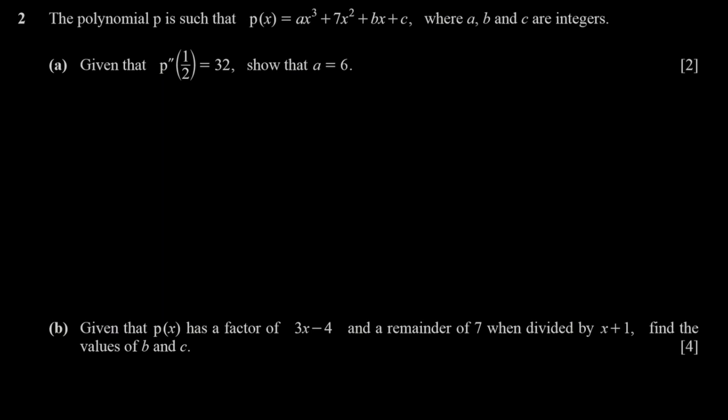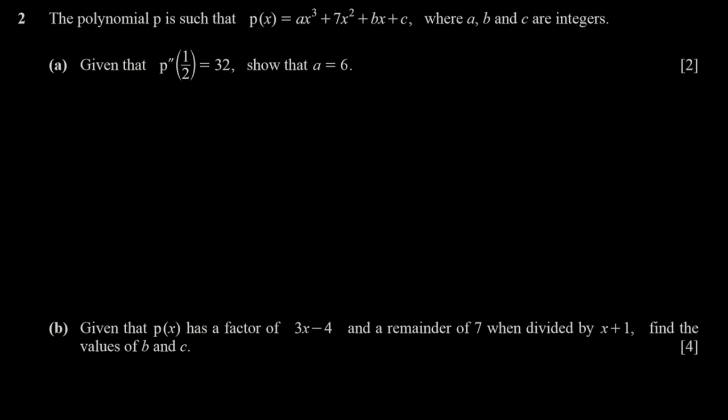Okay, so this is question 2. We're given a polynomial p with integers a, b, and c that are yet unknown. And in part A, we're told that p double prime of a half is equal to 32. We want to show that a is equal to 6. Well, what does this really mean? It means that if we differentiate the polynomial twice and substitute in a half, we should get 32.